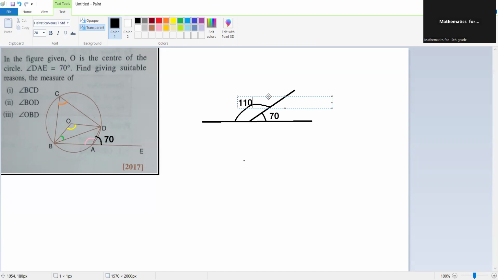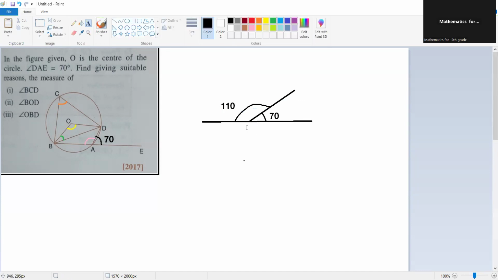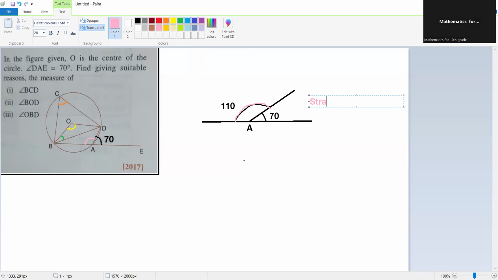Because it's a straight line, the angle here at A has to be 180 degrees. So 110 plus 70 is 180 degrees. So this pink one is 110. The reason here is very clear. It's a straight line.